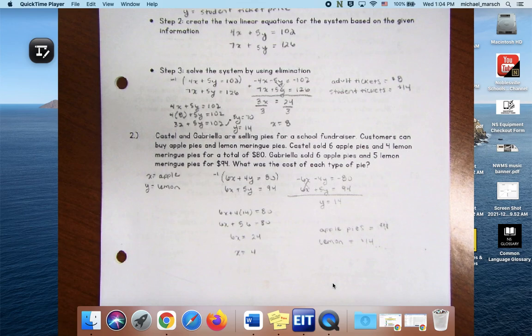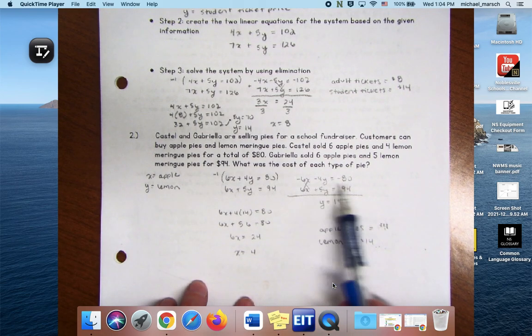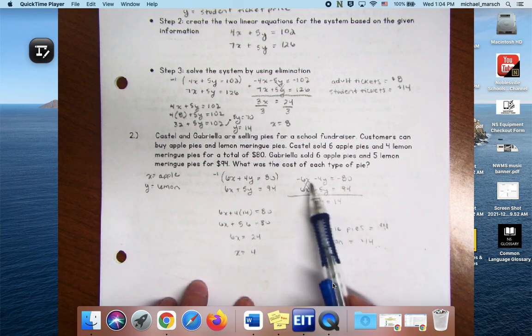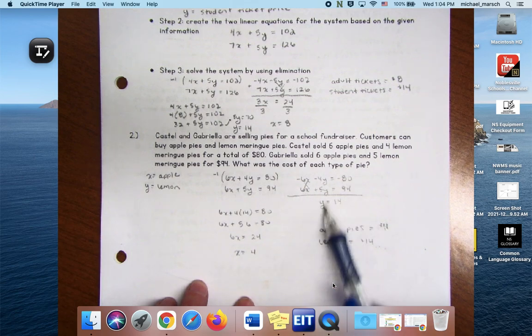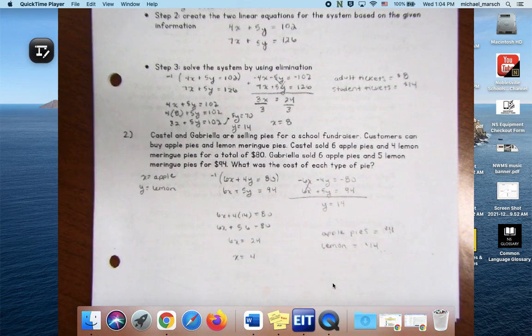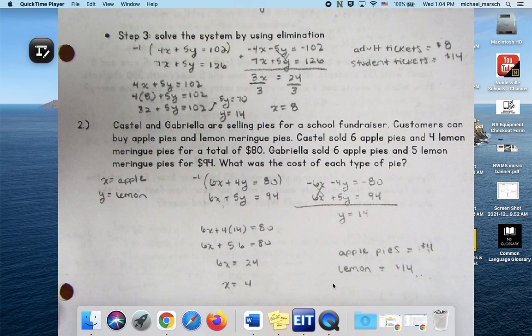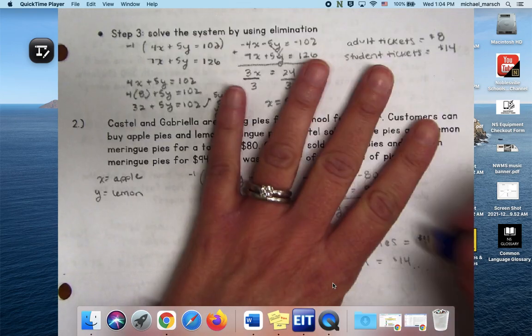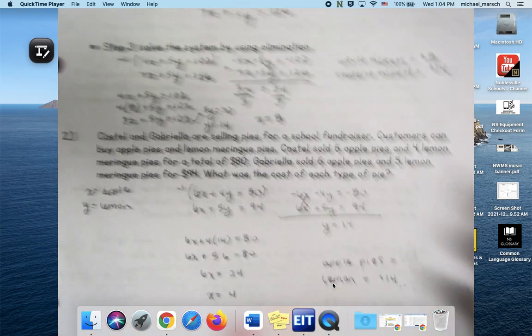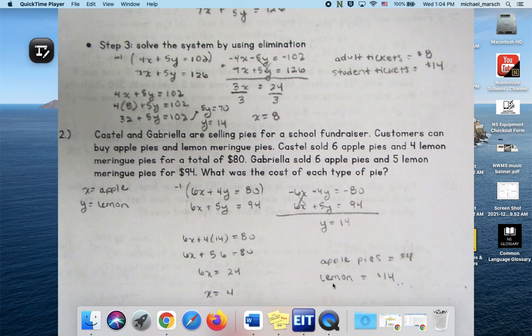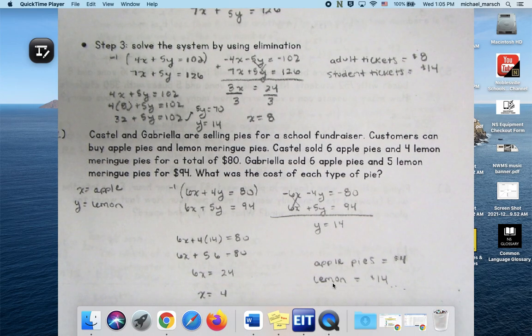Some of you might have already figured out the answer without doing anything. You can kind of reason it, but if you didn't, I multiplied the top one by -6 so that I could then cancel out the x's. And then it was pretty easy here. There's just going to be 1y equals 14. And then I substitute that 14 back into the equation with the y, and I found out x was 4. I don't know why the apple pies are so much less expensive than lemon meringue, but that's just how this one worked out. So 4 and 14.